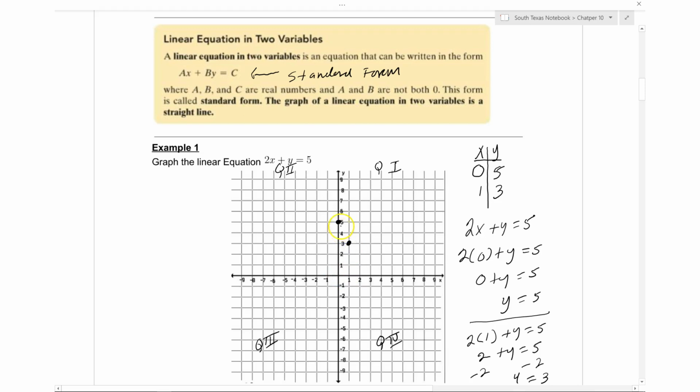Now you notice that the distance from this point to this point in the y is 2, and the change is 1 over the x. That is called slope. So I'm going to repeat the process of going down 2 and going over 1. That's slope. Going down 2 and going 1 to the right. That is slope. And then I'm going to go ahead and connect the points.